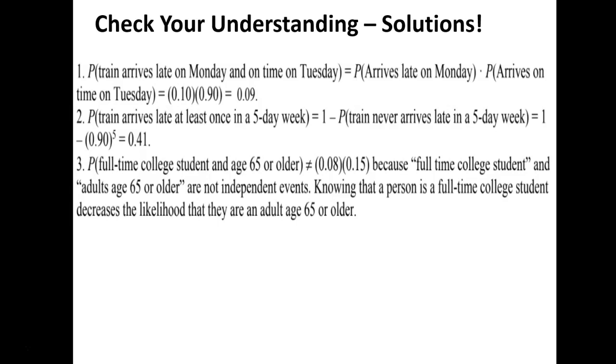All right, so number 2, they're going to do that cutesy complement thing, right? They want to know the probability that the train arrives late at least 1 day a week. Well, if you can figure out the probability of it never arriving late at all, then you can take the complement of that, and that'll be our answer. So arriving on time 5 days in a row would be 0.9 times 0.9 times 0.9 times 0.9 times 0.9. That's where this 0.9 to the 5th power is coming from. And then 1 minus that 0.9 to the 5th power, that's how they calculated the 0.41. So 41% chance that the train arrives late at least once in the week.